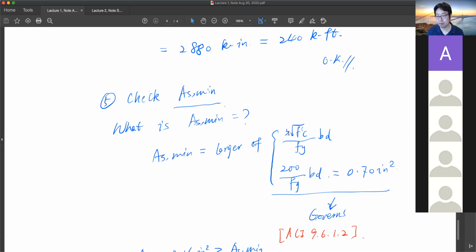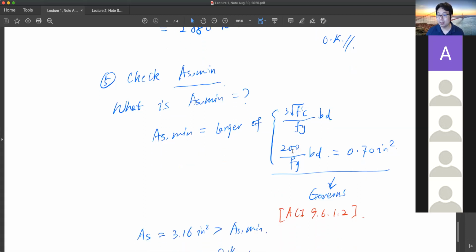What are these two? First is 3 times the square root of f'c in psi divided by Fy, the yield strength of steel, multiplied by b, the width of the section, and d, the depth of the section. Or 200 divided by Fy, times b times d. So the bigger of these two.